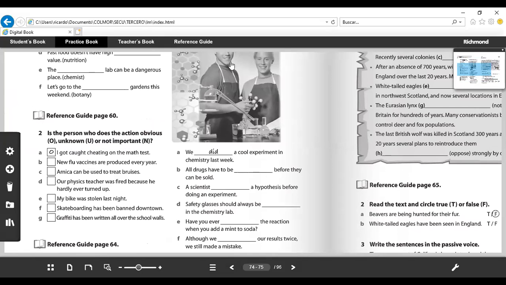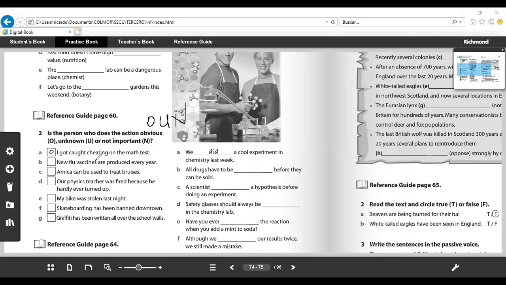Let me grab my pencil right here. And it says, obvious, we're going to use the letter O. Unknown, we're going to use U. Or unimportant, we're going to use, not important, I'm sorry, N. Okay, now let's take a look at the example. I got caught cheating on the math test. Is that obvious, unknown or not important? Obvious.